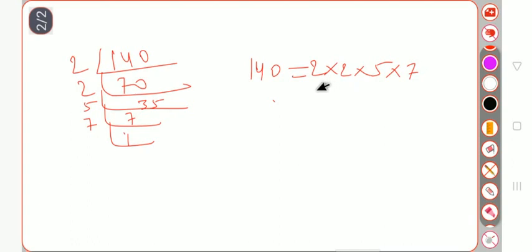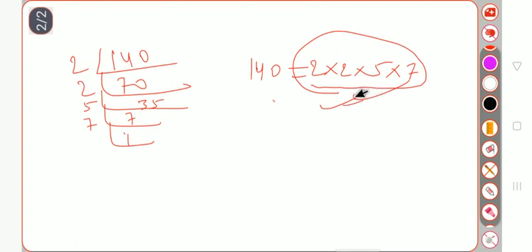So this factorization is unique. This factorization is only for 140. It will not be a factorization for any other number. It is saying unique means the prime factorization of any composite number will be unique. Like for 140 it is 2 into 2 into 5 into 7. It is unique for 140 only. It will not apply for any other number.